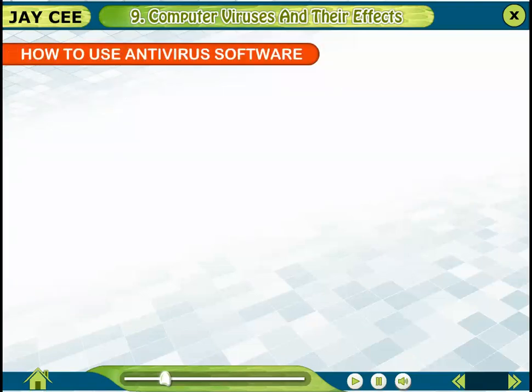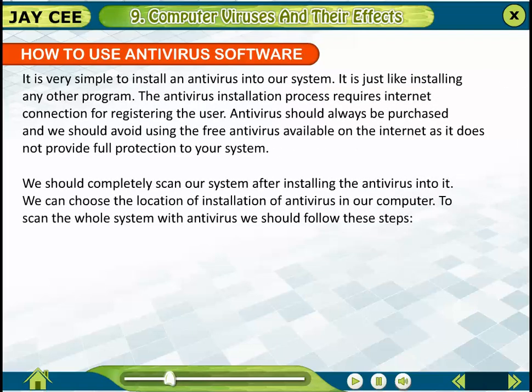How to use antivirus software. It is very simple to install an antivirus into our system. It is just like installing any other program. The antivirus installation process requires internet connection for registering the user. Antivirus should always be purchased and we should avoid using the free antivirus available on the internet as it does not provide full protection to your system.